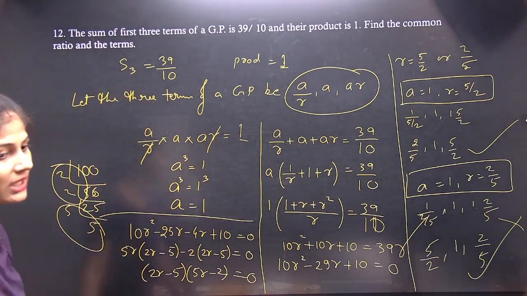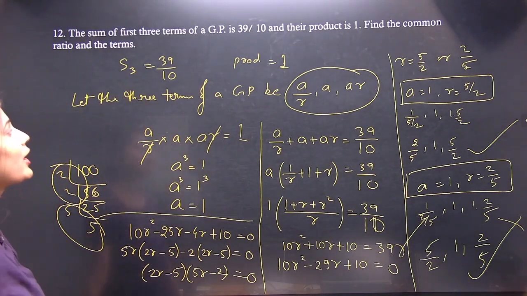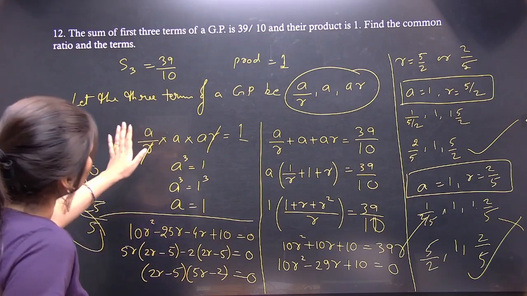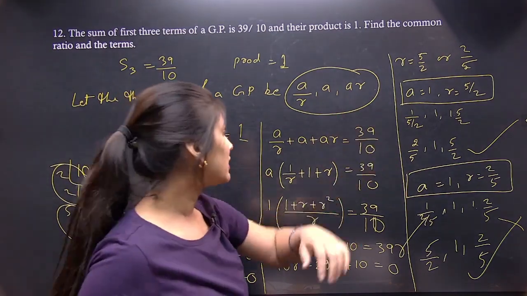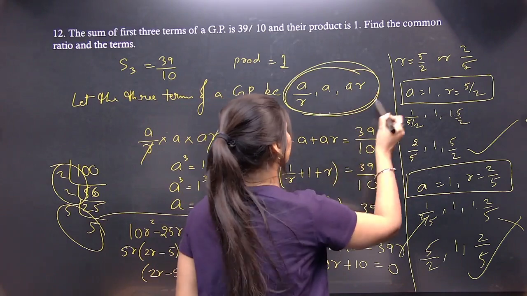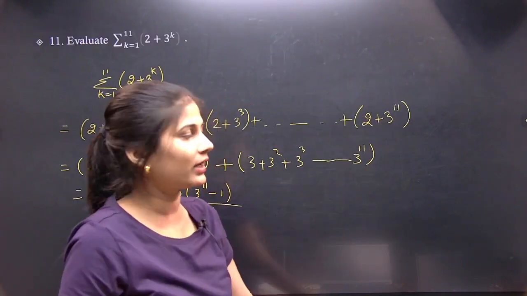So this is the complete solution of question number 12. I hope it is clear to you. When the question says that the sum is this and the product is this, then you have to consider these three terms only.